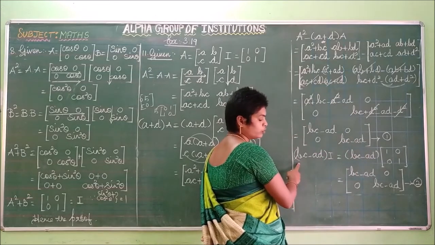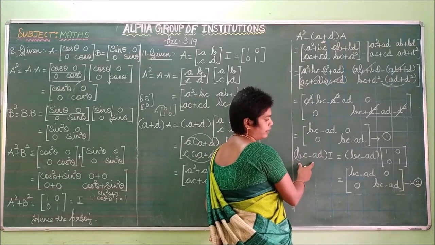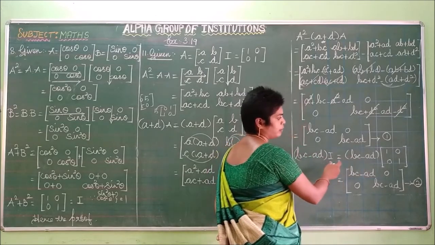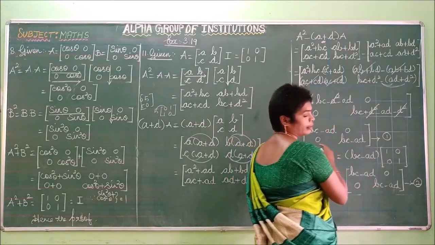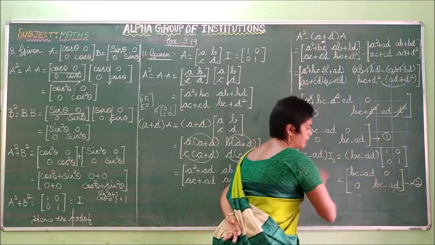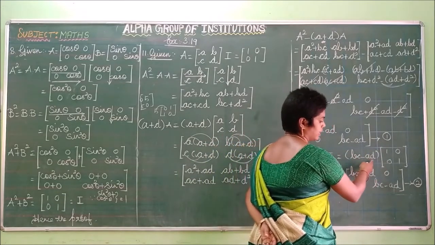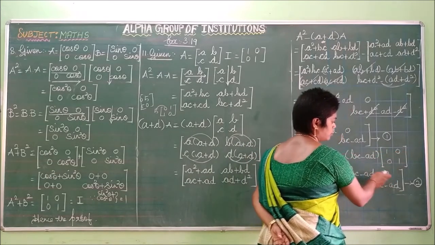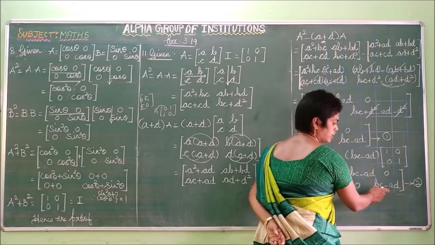Then this is our LHS, and you have to find the other value, the RHS: BC minus AD into I. Our identity matrix is 1 0 0 1. Because A is of order 2 cross 2, all the matrices are of order 2 cross 2, so you take the 2 cross 2 identity, given as I2. Then you multiply each and every term with BC minus AD. BC minus AD into 1. BC minus AD into 0 is 0. BC minus AD into 0 is 0. Then BC minus AD into 1 is BC minus AD.